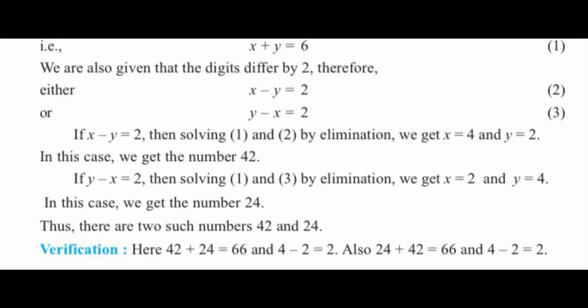So in this case, the number will be 42, which is obtained by substituting the values of x and y in the original number, that is 10x plus y.